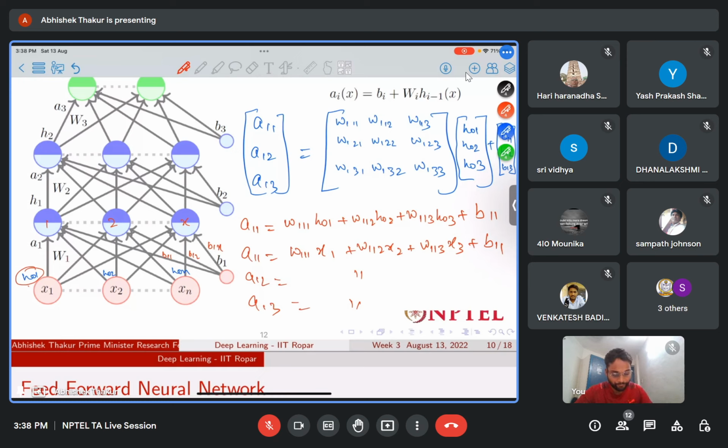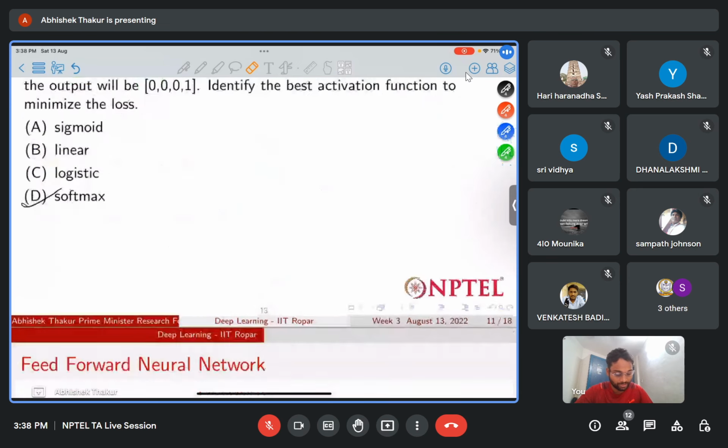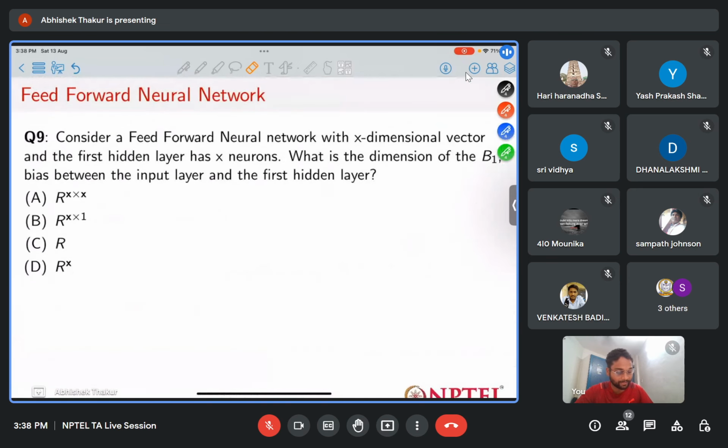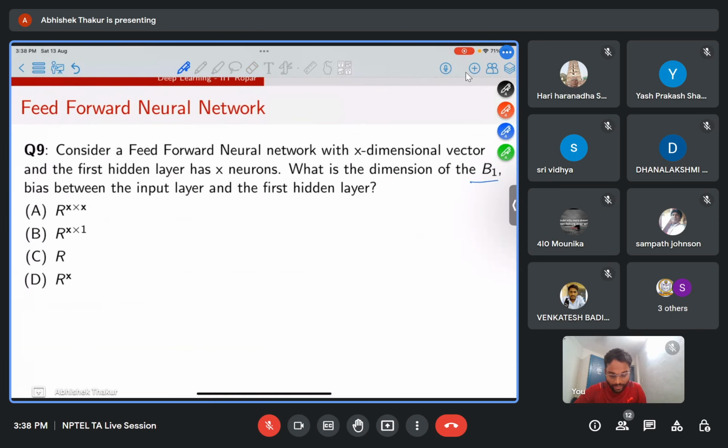Understood? I will erase this because it will confuse when I share this note, because this is from a different question. In the previous question we had taken n, but in this question the number of neurons given is x. So the dimension of B1 will be R to the power x, that is an x-dimensional vector.